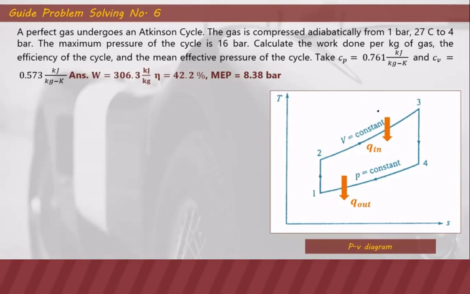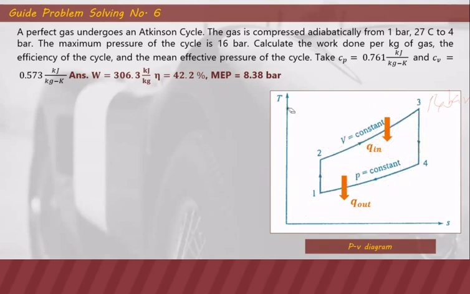So this is how the cycle looks like for Atkinson. As you can see here, we have process 1 to 2. We have isentropic compression. The pressure at point 1 is 1 bar, and it is compressed to 4 bar. And then according to the problem, the maximum pressure is 16 bar, so the pressure at point 3 is 16 bar. And then process 2 to 3 is the heat addition process at constant volume. Then we have isentropic expansion, and then we have here the rejection 4 to 1, which happens at constant pressure.